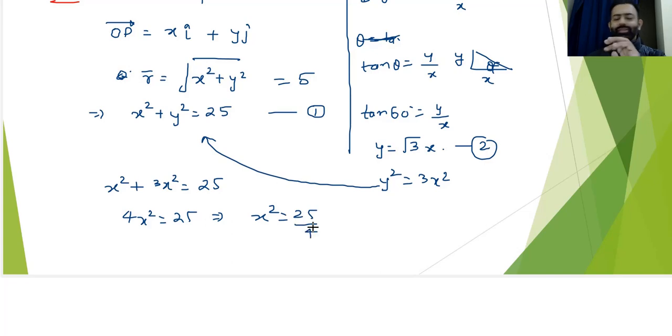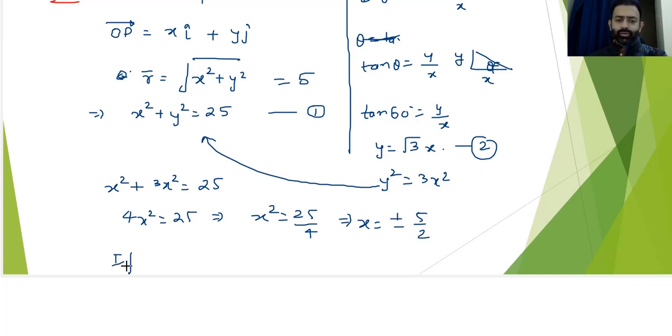Now here is a very interesting part: if you find the value of x, you will get two values of x, right? Whenever we take the square root, there is always a plus minus sign outside the square root. That is only because there is x square. So if I take the square root on both sides, I will get plus minus 5 by 2, right? So if x is plus 5 by 2, what will be the y? It will be root 3 into 5 by 2, right? And if x is minus 5 by 2, y will be minus root 3 into 5 by 2.